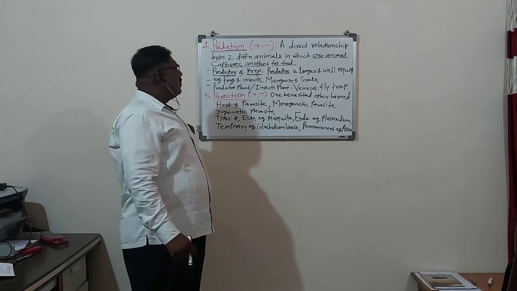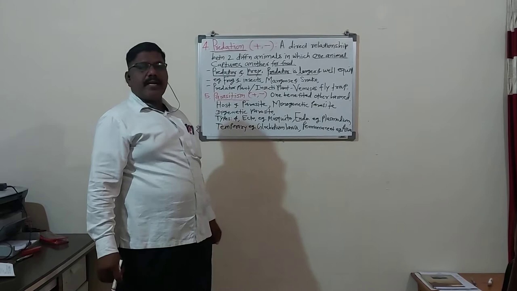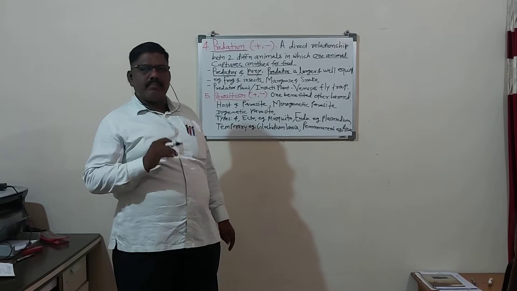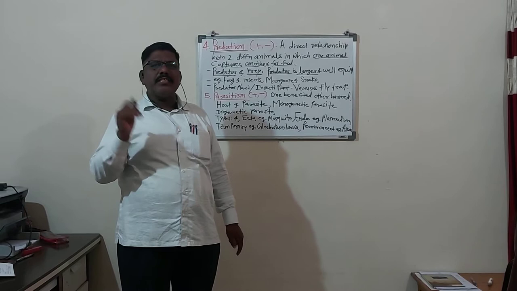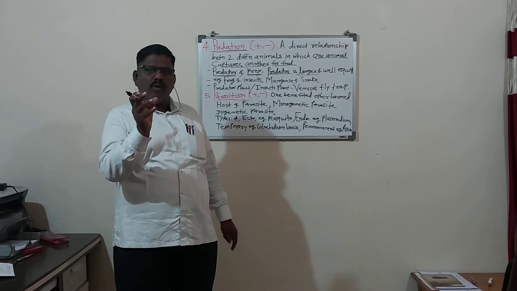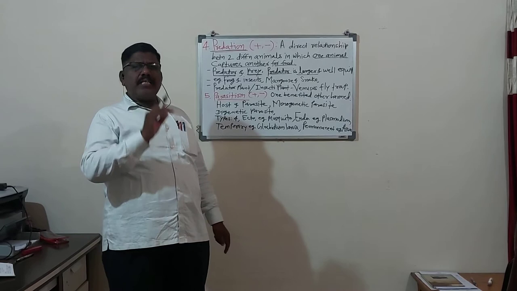Remember some characters of the predator. Predator is always larger than the prey. You see, cat and rat. One is the predator, the other is the prey. Which one is the predator in the cat and rat relationship? The larger one, that is the cat. Cat is the predator. And rat, mouse, that is the prey. So, predator is always larger than the prey.